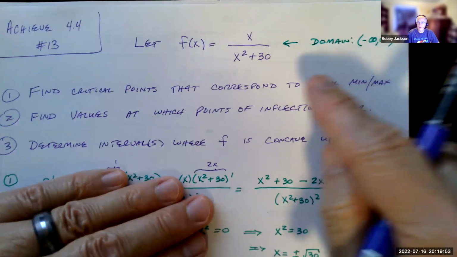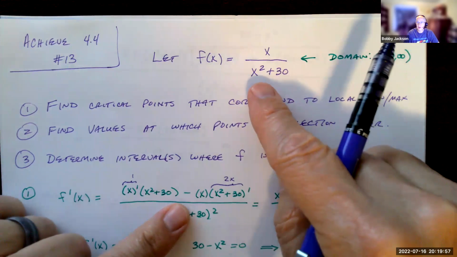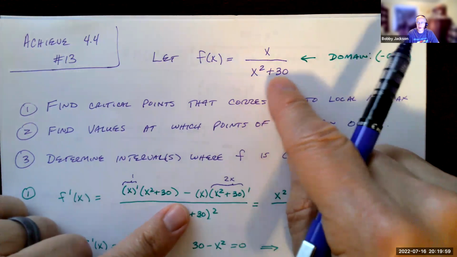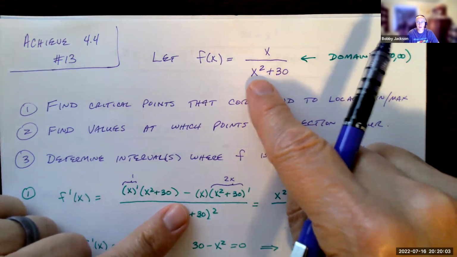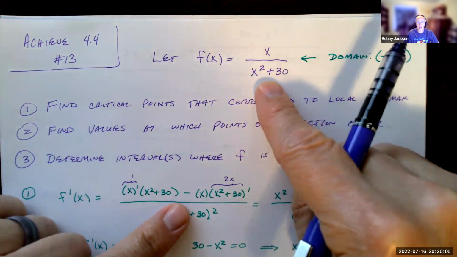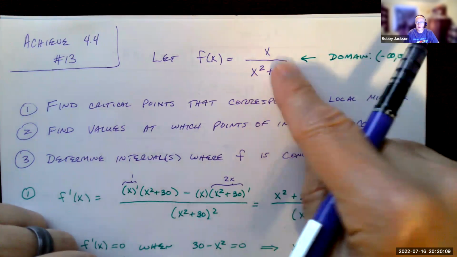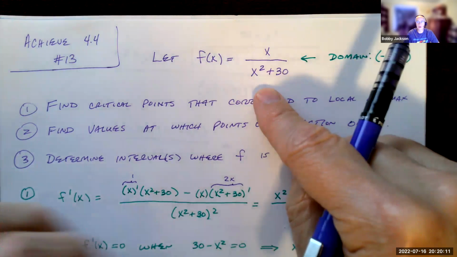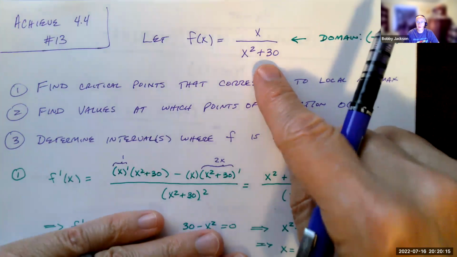Okay. First note that the domain of this function is all real numbers, because for any value of x, you'll never be dividing by 0, because the denominator, notice x squared plus 30, is always at least 30 or more. So it's always a positive value. So you're never going to be dividing by 0. Domain is all real numbers. That's important here.